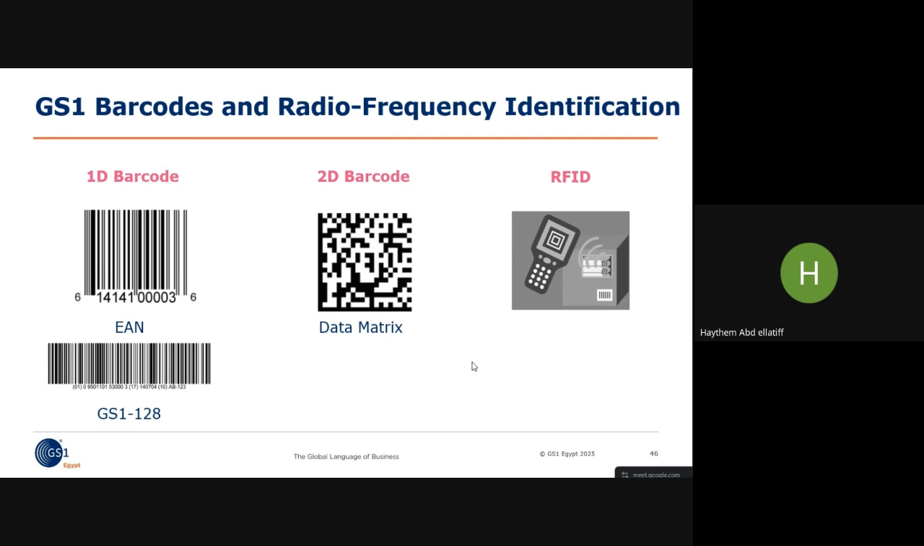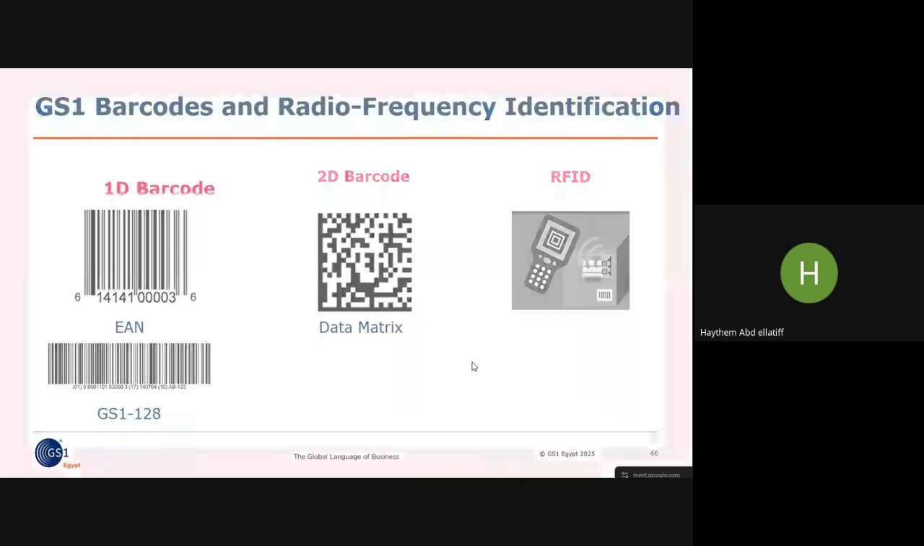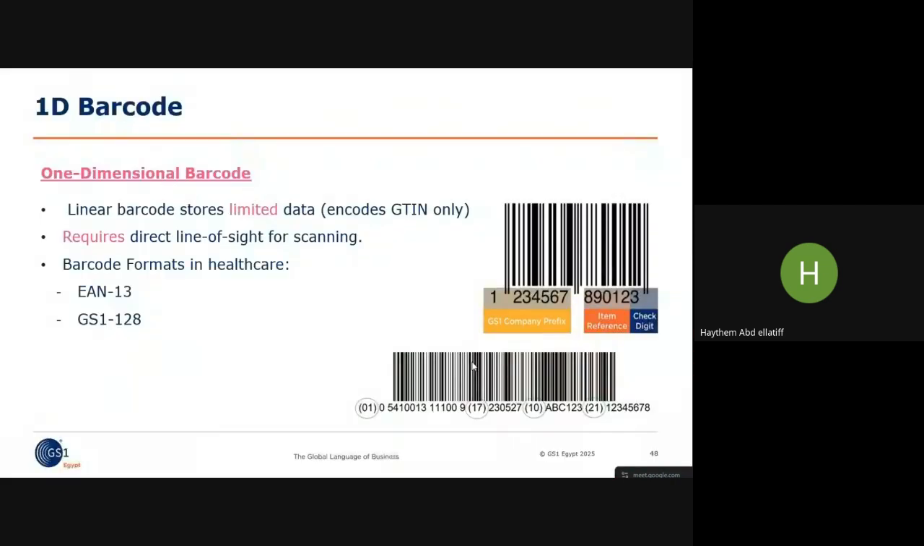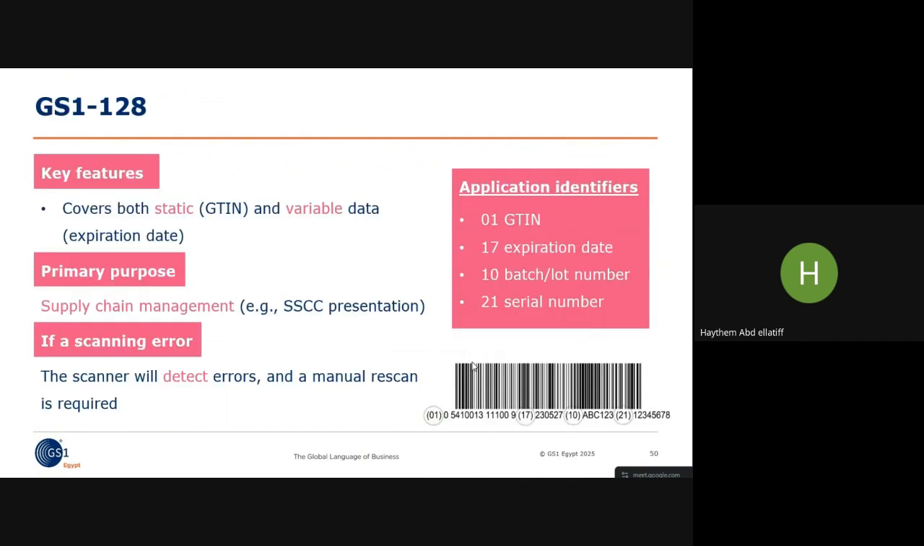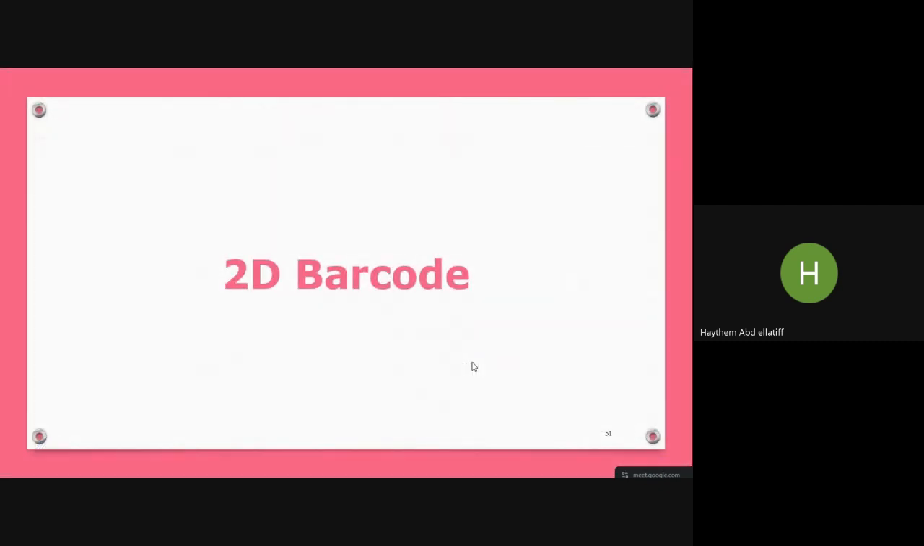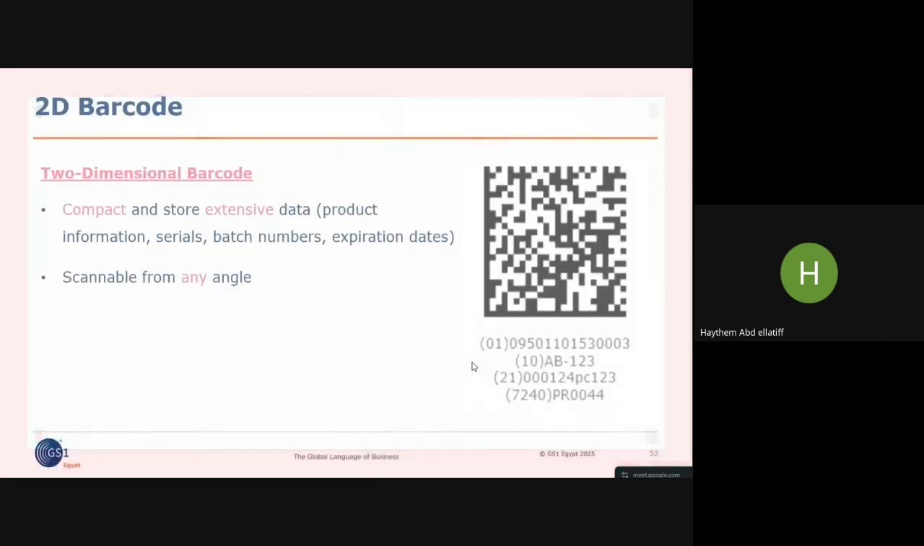A 1D barcode stores limited data. EAN-13 usually carries only the GTIN, while GS1-128 can carry the GTIN plus expiry date, batch number, and serial number. For the 2D barcode, it stores more data in a smaller space.